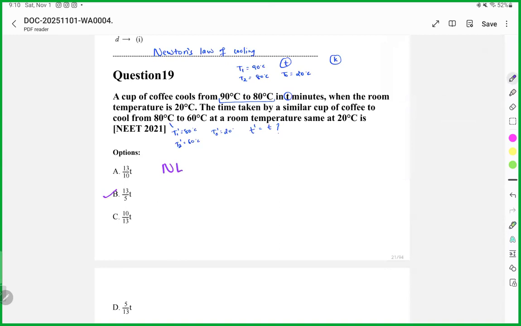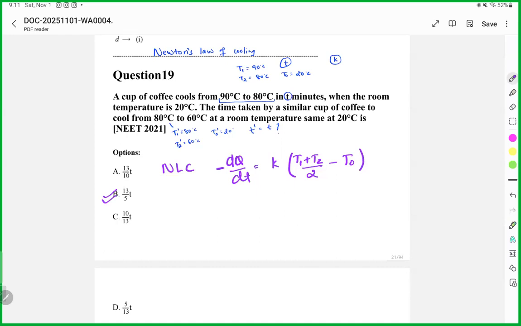Check it once again. What is the formula of Newton's law of cooling? Sir, dQ by dt is equal to K times body temperature minus surrounding temperature. This is minus surrounding temperature. Is this the formula? Right. And here dQ is not heat. Here Q is not heat, it is the temperature that is reducing.